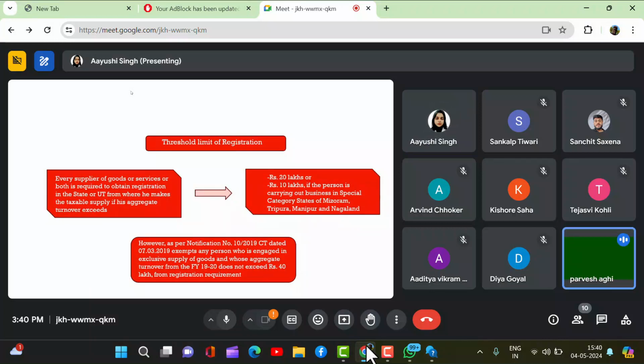So what does it mean? Suppose you are a supplier of goods, then what is the limit for taking a registration? For goods, it is 40 lakhs, and for services, it is 20 lakhs.